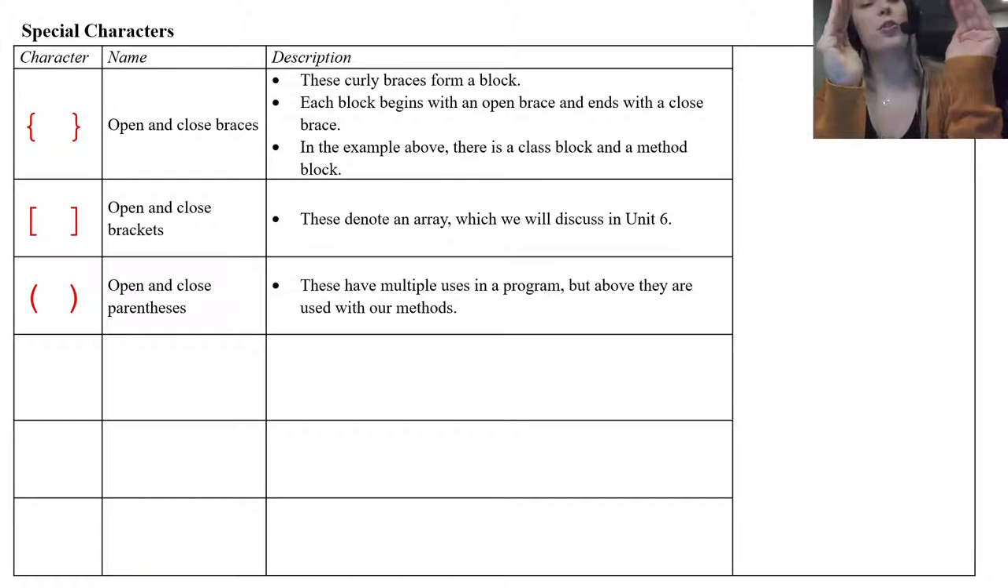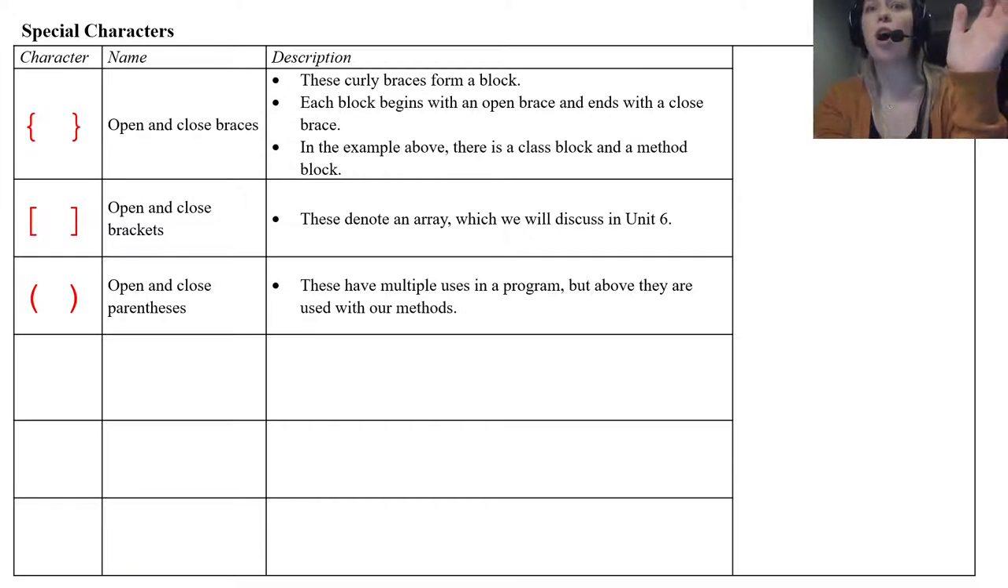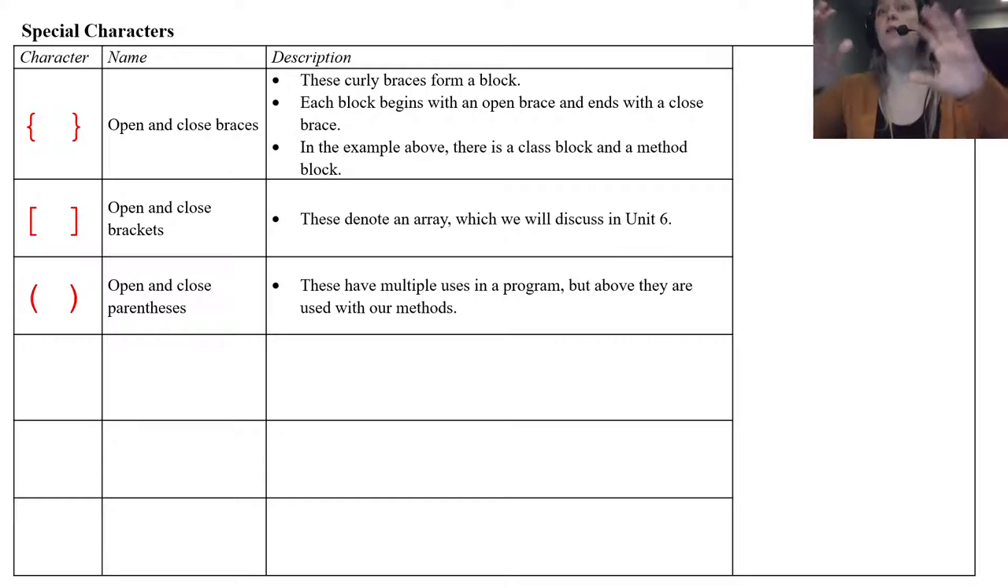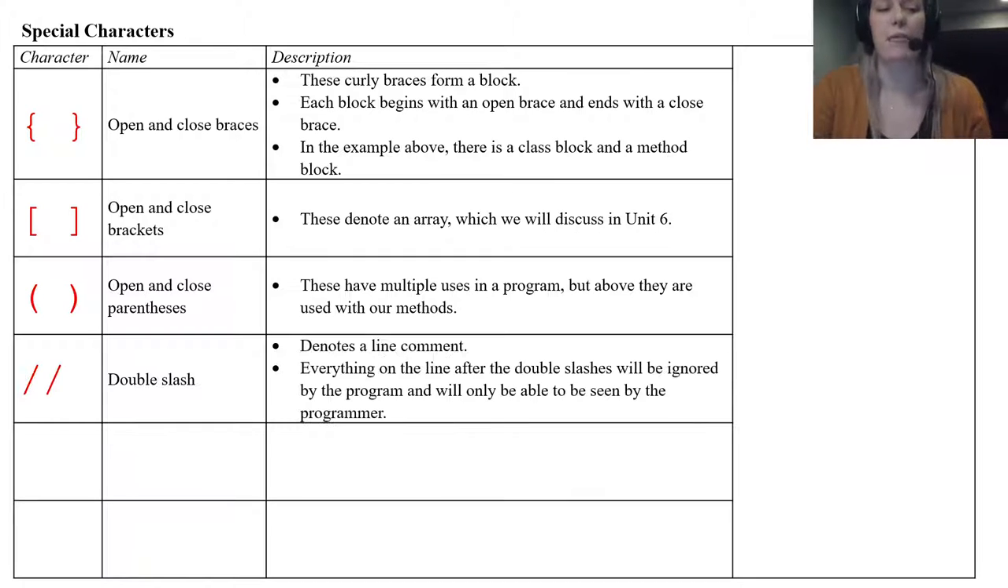Then we have open and closed parentheses. And they have multiple uses in a program. You'll actually use them kind of throughout programming. In our example we just did, they were used with certain types of methods. So they were used with our main method, and then they were used with our command method, where we wanted to command the program to print something to the console. Okay? So we use them for multiple purposes throughout our program, but that's an example of how we did it.